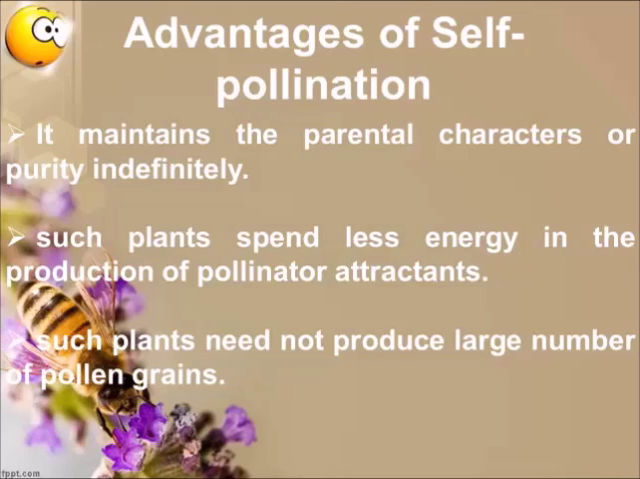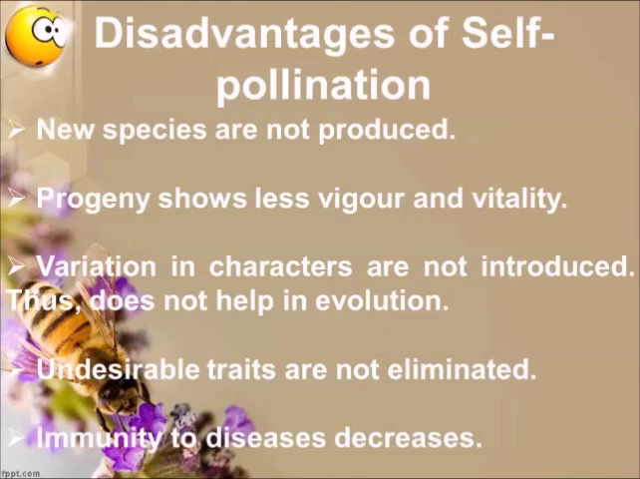Secondly, self-pollination does not require any pollinating agent. Therefore, plants do not spend extra energy in the production of pollination attractants like producing brightly colored large petals, nectar, scent, etc. Also, since the pollen grains are not carried away to far off places, pollen grains need not be produced in large numbers. Again, this makes the process economical. But like the two sides of a same coin, it has several disadvantages as well.